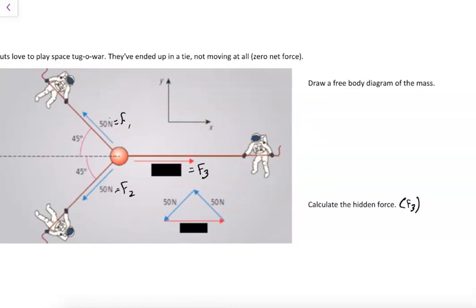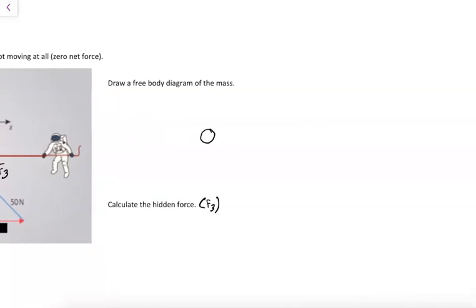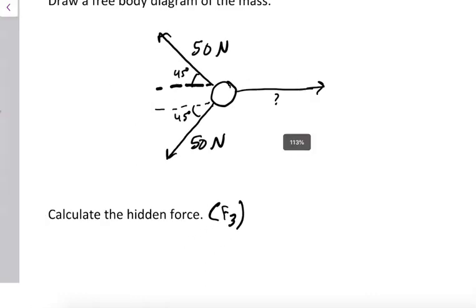But first, we need to draw a free body diagram. So I have this ball. I have a 50 newton force right here, and there's a 50 newton force right here. We're given the angles, so we might want to zoom in. This is 45 degrees. This is 45 degrees. And then we have one force going all the way this way, and we don't know what this value is.